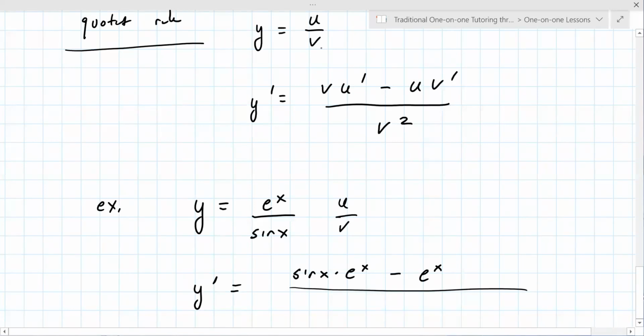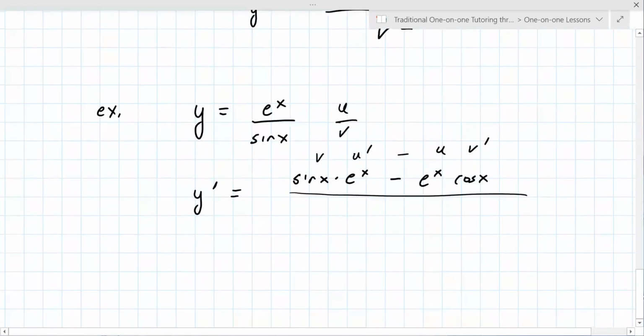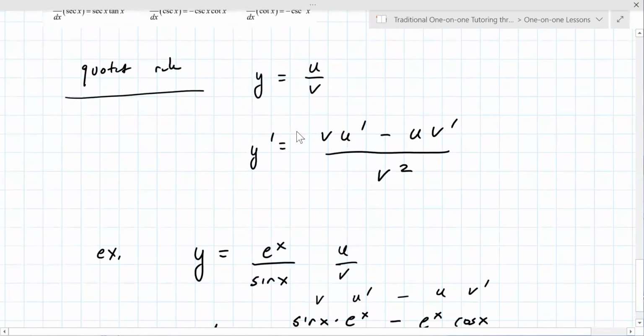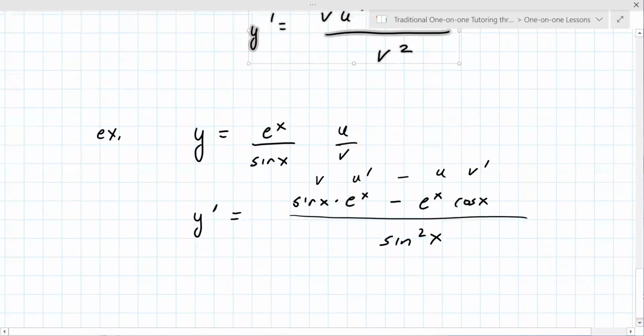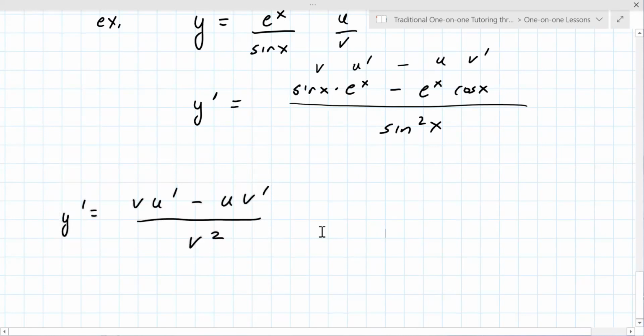Like u is the top. U is e to the x. Derivative of the bottom, that's v prime. Derivative of sine is cosine x. This is your v u prime minus u v prime, over sine squared x. Which rule is that? This is the quotient rule. I'm trying to find it in the paper. It uses f and g in the paper, but u and v are better generally.